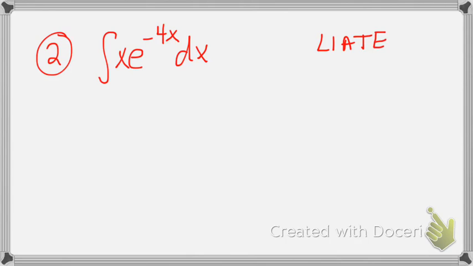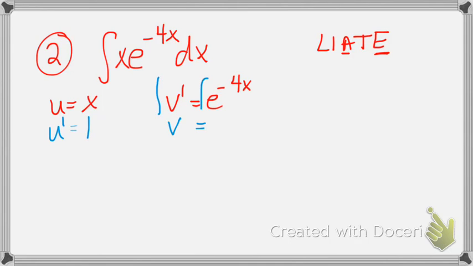Okay, let's look at another example. Alright, think about LIATE. The x is the algebra. The e to the negative 4x is exponential. The algebra comes first, so u is going to be the x. Whichever one comes first, that's the u. v prime is e to the negative 4x. Alright, find u prime, the derivative. Find v, which is the antiderivative.